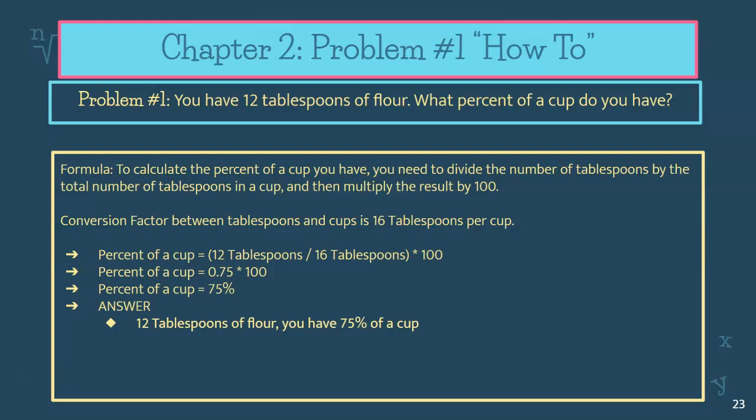So you have 12 total tablespoons of flour, and the equivalent or conversion factor is there are 16 tablespoons in a total cup, okay? So you can see right here in part 1, percent of a cup equals 12 divided by 16 times 100, because you're going to put it into a percentage. That's why we always do times 100 at the end. So you do 12 divided by 16, and you get the decimal 0.75. Okay, so you can see that in step 2, multiplied by 100, and then you see part 3 is 75%. So the answer is there: 12 tablespoons of flour is equivalent. You have 75% of a cup.